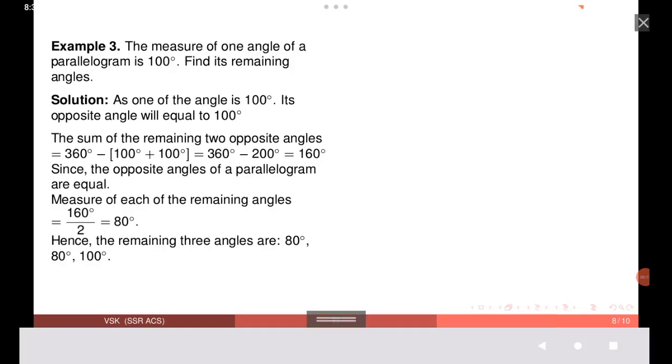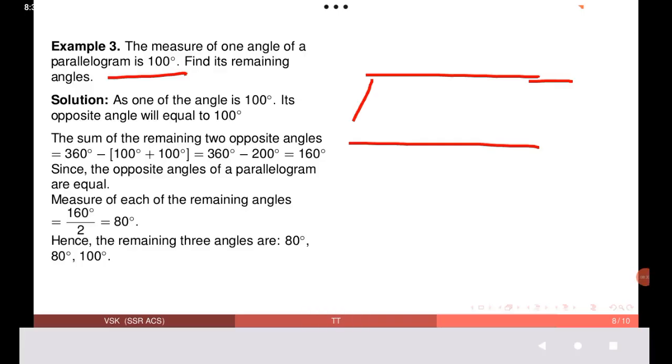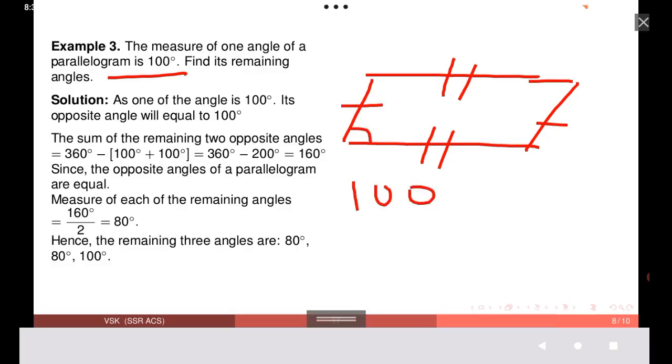Now let us see: the measure of one angle of a parallelogram is 100. Find the remaining angles. Parallelogram means two sides will be parallel and these two sides will be parallel because it is a parallelogram. So this is parallel to this, and this is parallel to this. Suppose this angle we are given as 100. So what will be the opposite angle? The opposite angle will also be 100. Why is this so? Because it is a parallelogram.